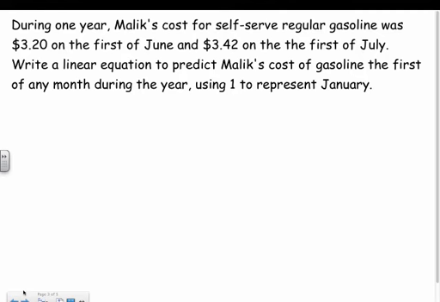Okay, last thing, we're going to have some real-world examples at the end here. So for this one, during 1 year, Malik's cost for self-serve regular gasoline was $3.20 on the 1st of June and $3.42 on the 1st of July. It says write a linear equation. Okay, so that means I'm going to write an equation in slope-intercept form to predict Malik's cost of gasoline the first of any month during the year using 1 to represent January. Boy, a lot of words there.